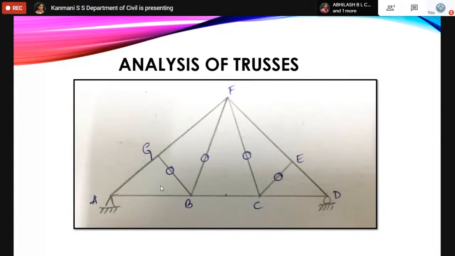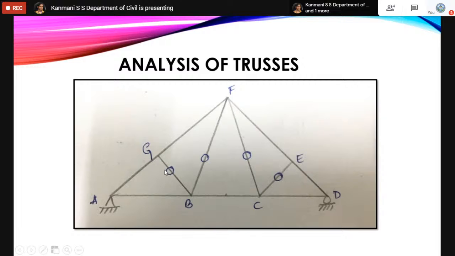Giving some examples for analysis of such trusses, if you see this truss, if I take joint G, we have three members in joint G, out of which AG and GF are collinear to each other. They are in the same line. Since they are collinear to each other, the other member connected to those two collinear members at joint G, whatever angle it is at, the force in that member will be equal to 0.